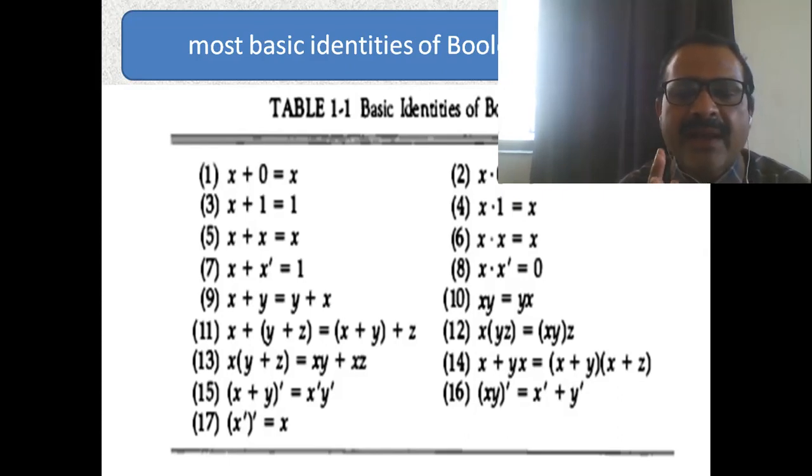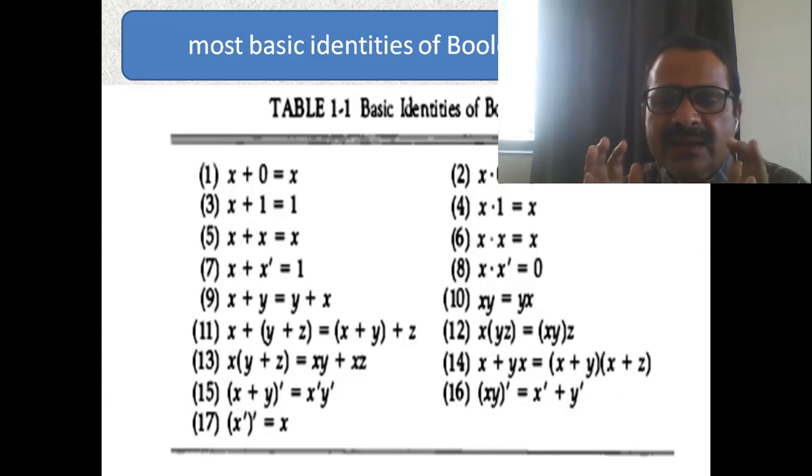Then rule number 10, xy is equal to yx. Rule number 11, x plus in the bracket y plus z is equal to in the first bracket x plus y bracket complete plus z. Rule number 12 or basic identity number 12, it is x in the bracket y and z bracket complete, which is equal to x and y bracket complete and z, and means into.